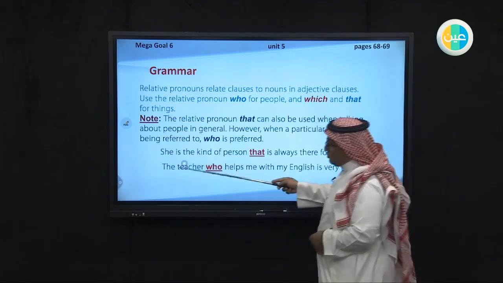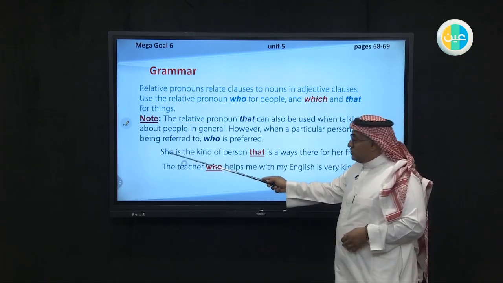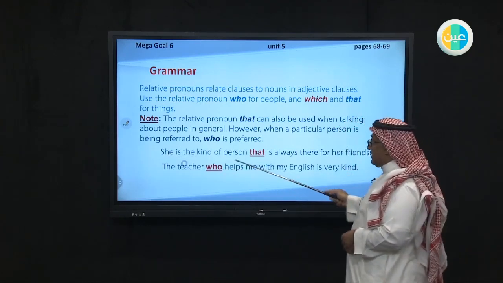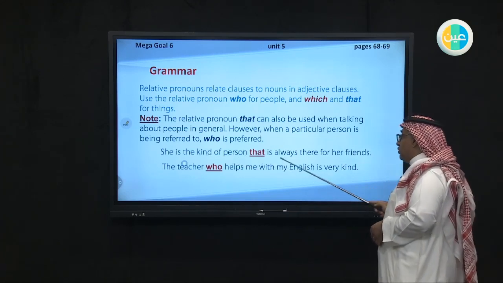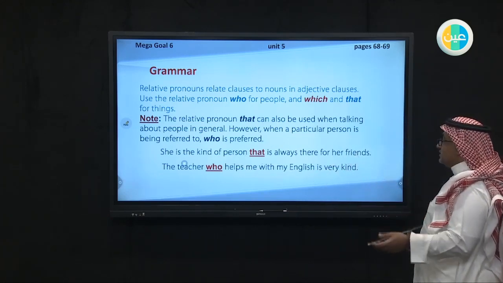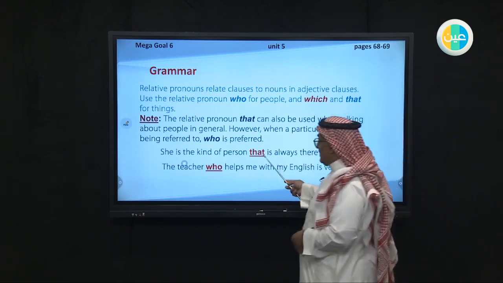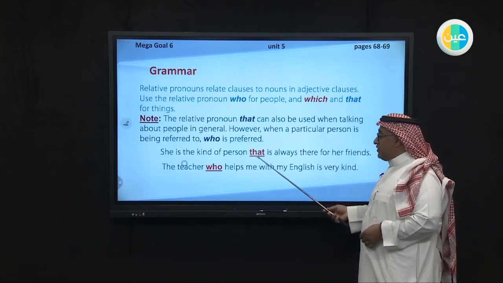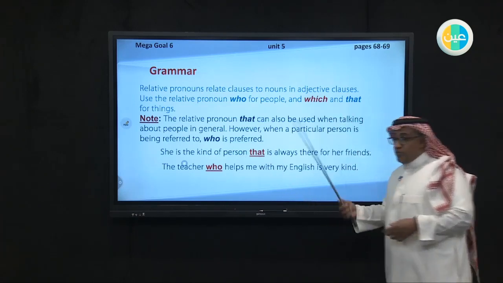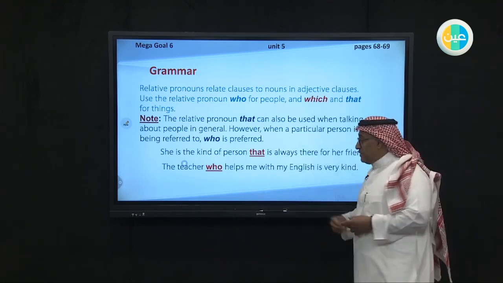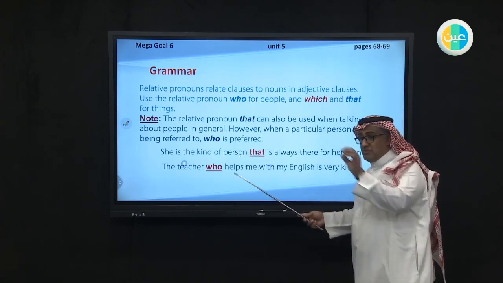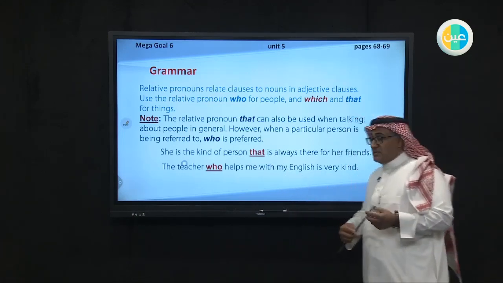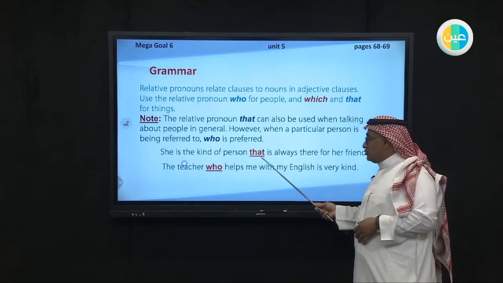Okay guys, can I ask you to pay attention to these two examples? She is the kind of person that is always there for her friends. So, what do you think? Why do we use that here instead of who? Because we have person, and we can use that for both things or person, but person here is general. We don't specify who the person is, Ahmed, Ali, just person in general. So we can use that.